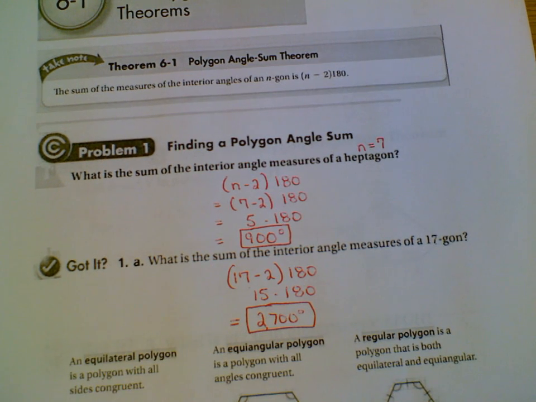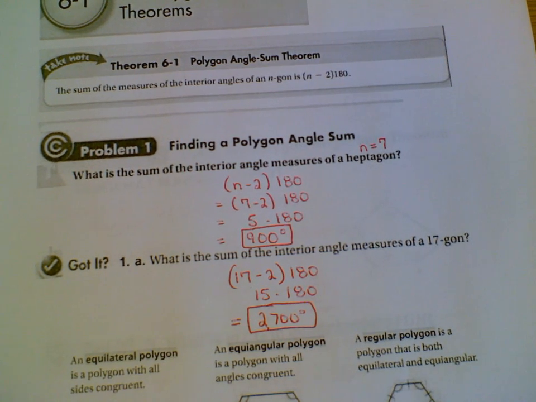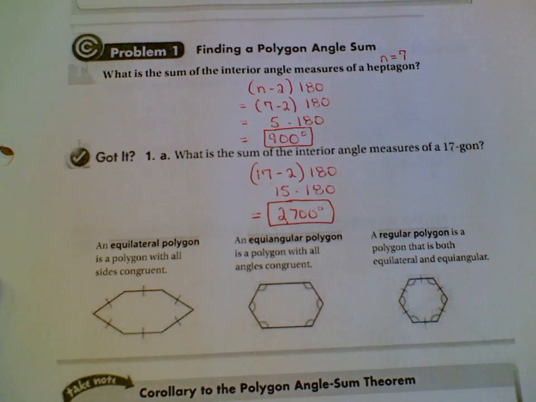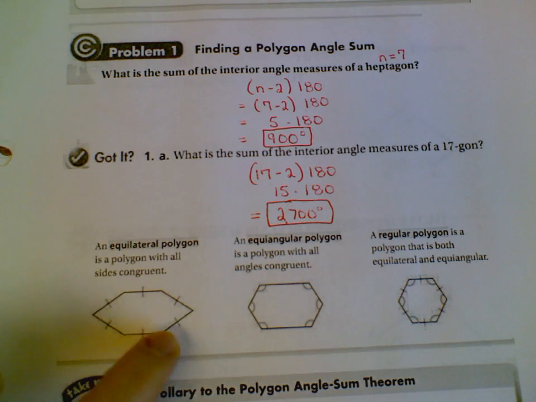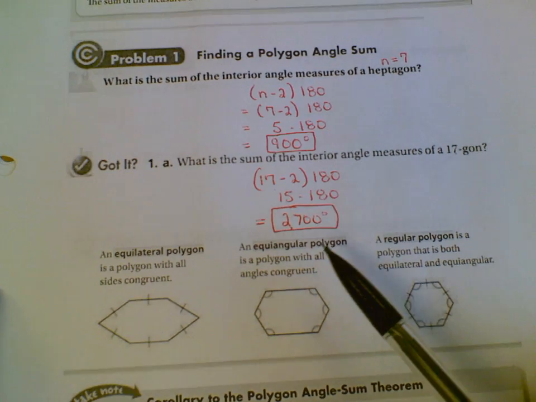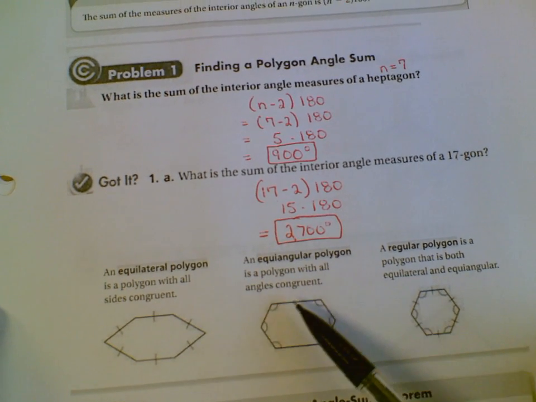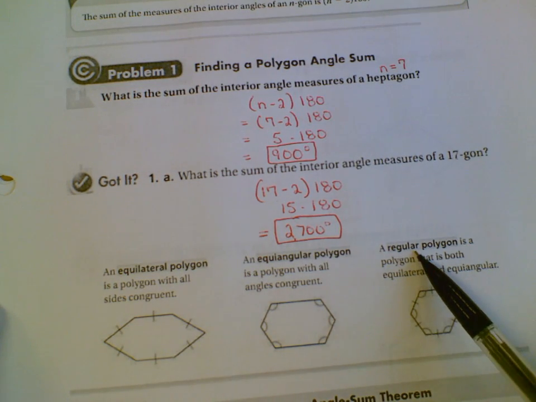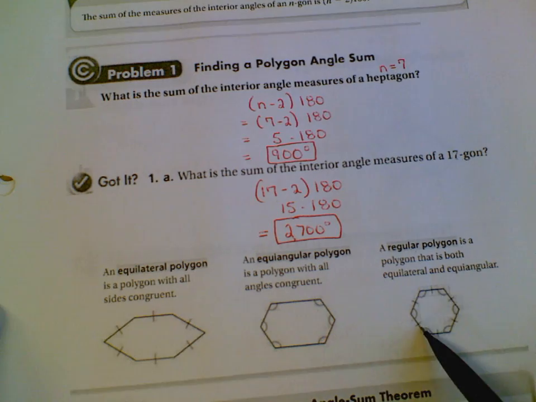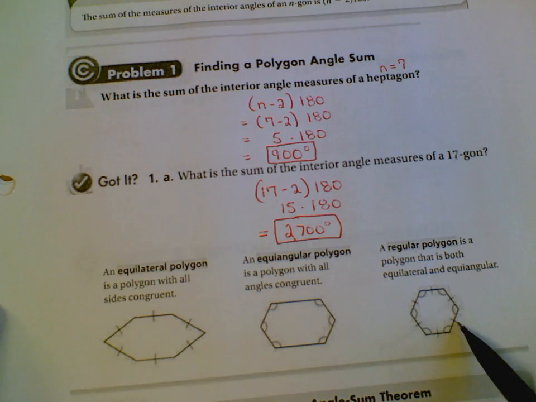Next, we're going to talk about some vocabulary. The first is, what does it look like if I have an equilateral polygon? That is a polygon with all of its sides the same. If I have an equiangular polygon, that means all of my angles are the same. And if I have a regular polygon, then that means the polygon is equilateral and equiangular. So all the sides are the same, and all the angles are the same.